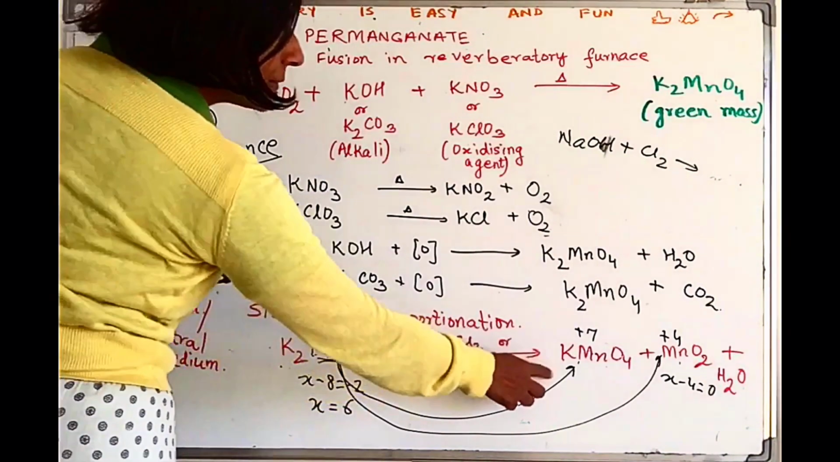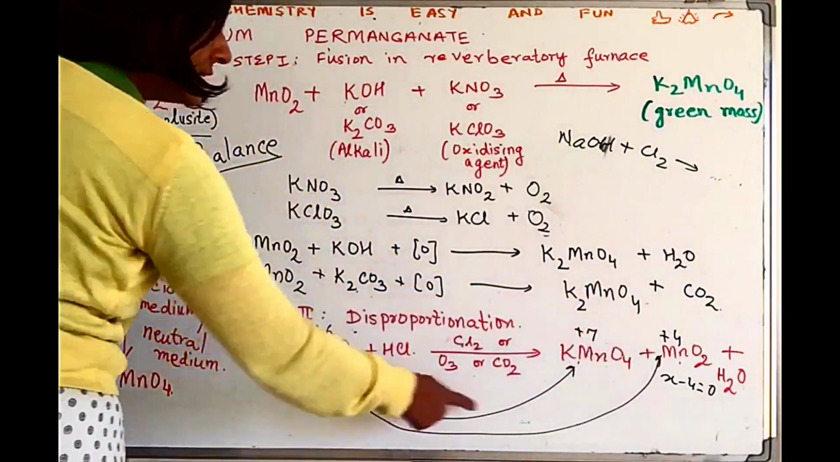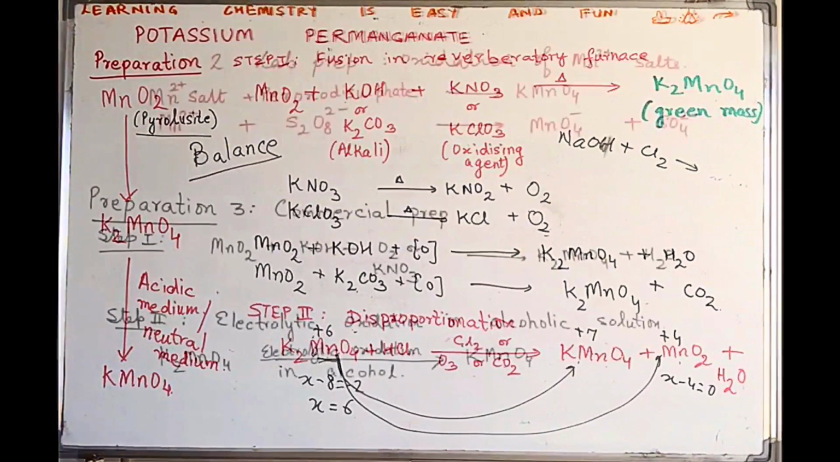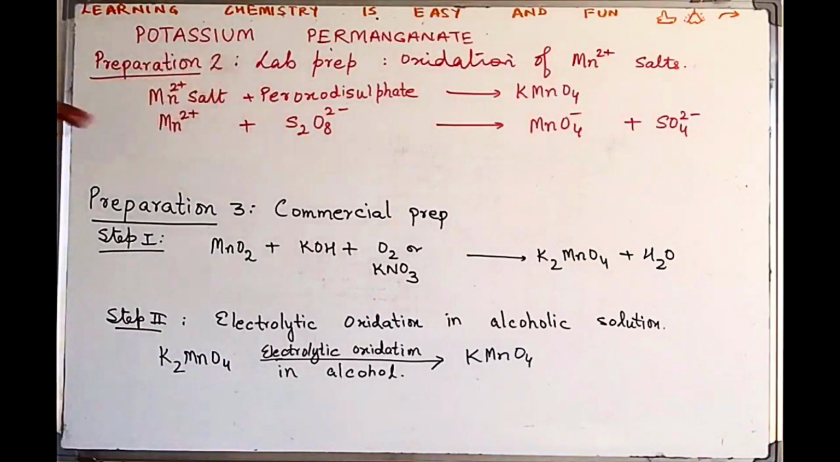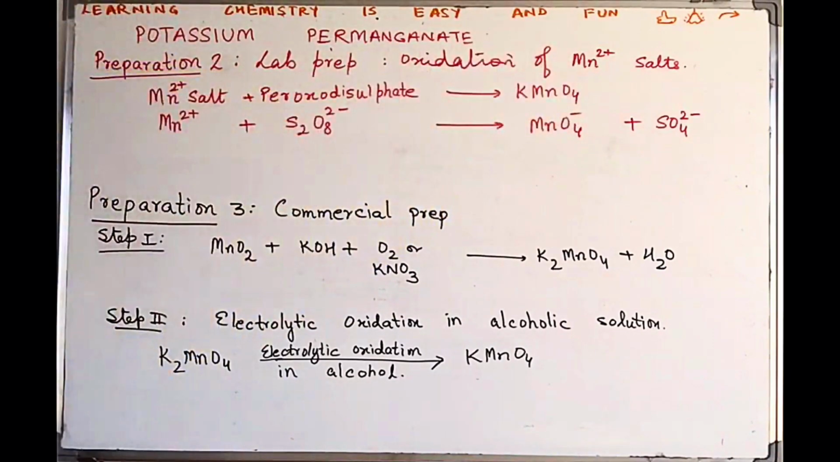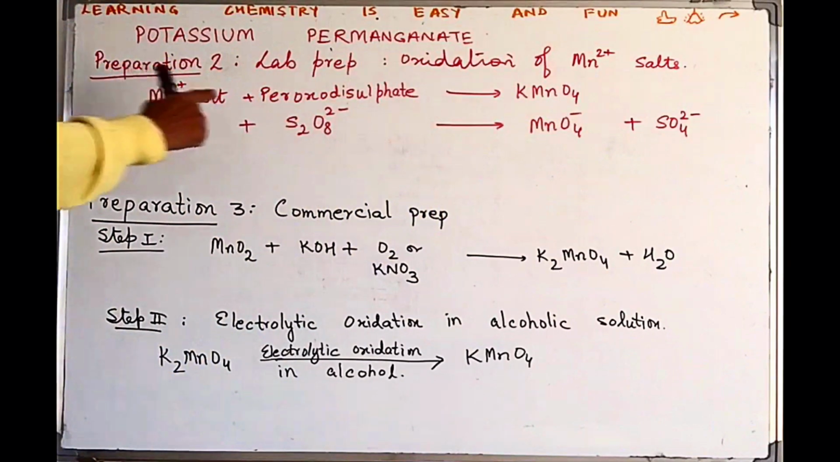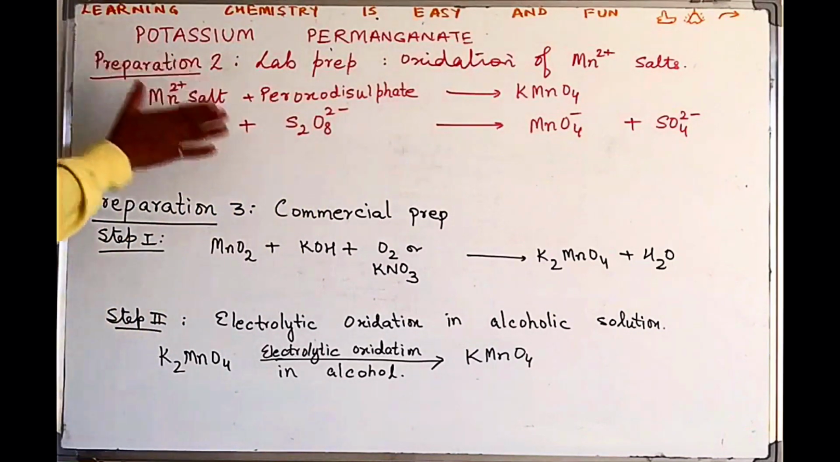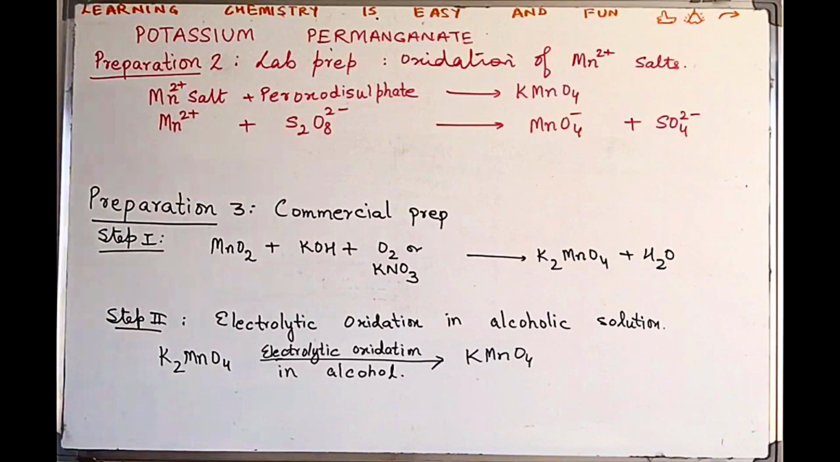K2MnO4 plus HCl is giving us KMnO4, MnO2 and water. The reaction is taking place in the presence of agents like chlorine gas, ozone or carbon dioxide, which are going to provide the relevant medium, the acidic medium or the neutral medium. The second preparation is the laboratory preparation, where we prepare it on a small scale. This is done by oxidation of Mn2 positive salts, that is manganese 2 salts, using peroxodisulfate.